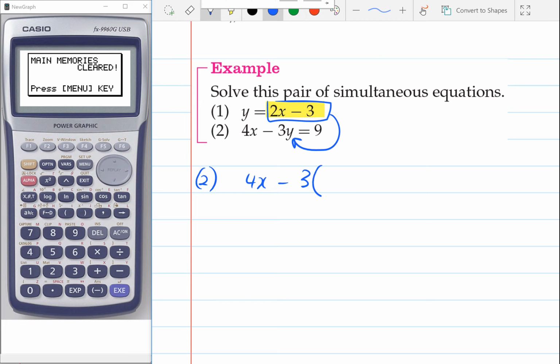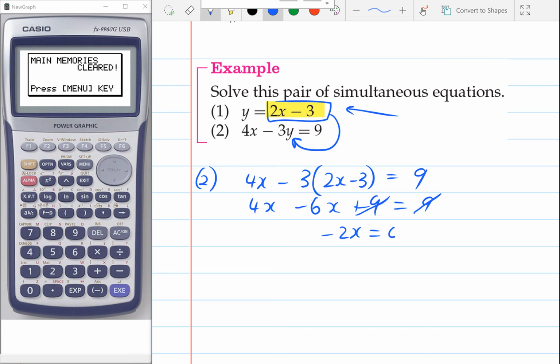instead of y I'm going to write 2x minus 3 because that is what y is equal to, and make that equal to 9. So we expand our brackets and notice that we've got 9 on both sides, so they cancel out. So we end up with negative 2x equals 0, and so x must be equal to 0.